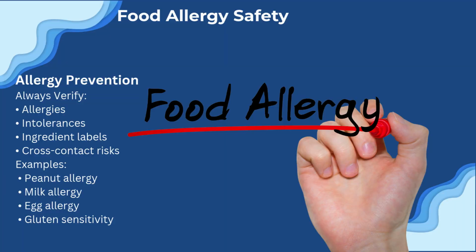Food allergies can be life-threatening. Staff must always verify ingredients and avoid cross-contact when preparing alternate foods. Food allergy safety is a critical part of meal service in long-term care. Staff must always verify residents' food allergies and intolerances before serving meals or making substitutions. Ingredient labels should be carefully reviewed to identify potential allergens, and precautions must be taken to prevent cross-contact during food storage, preparation, and service. Common allergens include milk, eggs, peanuts, tree nuts, soy, wheat, fish, and shellfish. Following these safety practices helps protect residents from allergic reactions and ensures meals are served safely and accurately.